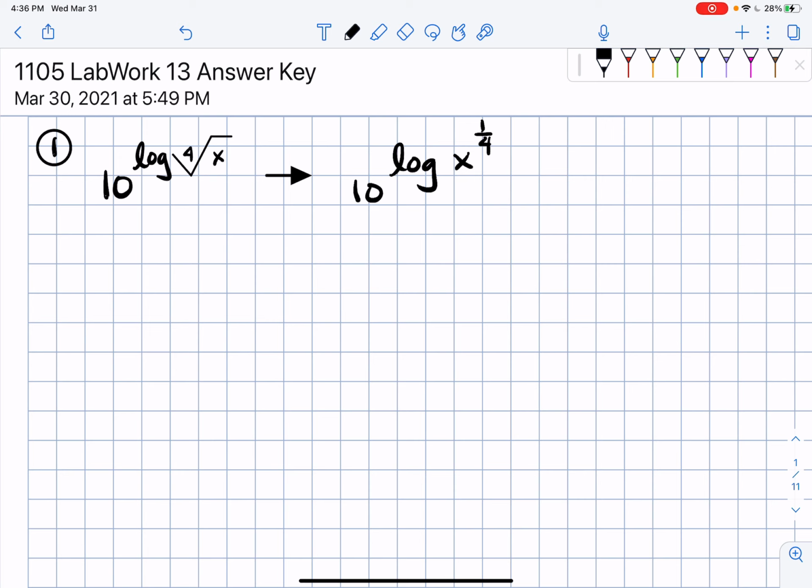10, which is what the common log is, which is why there's no base written, are opposite operations. So essentially what I have here is that the 10 raised to the power and log are opposite operations. So all I have left is just x raised to the 1/4. All right, and that's going to be choice D.